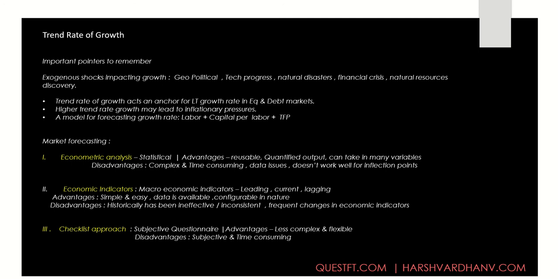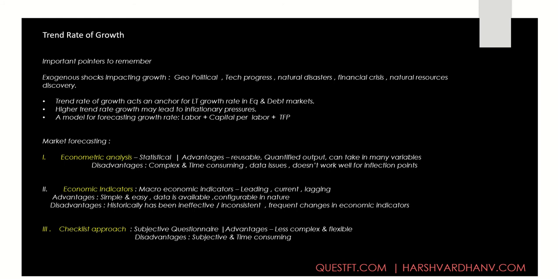A model for forecasting growth rate is very simple. We have done it all our life for CFA: the labor input, plus capital per labor, which is K by L, and the TFP, which is basically the technological progress. So TFP is the main factor for computing the output.